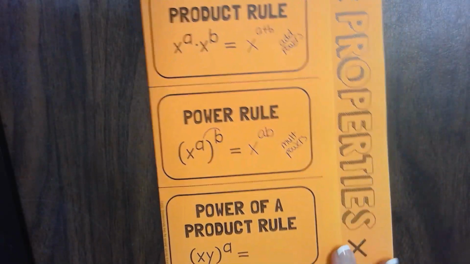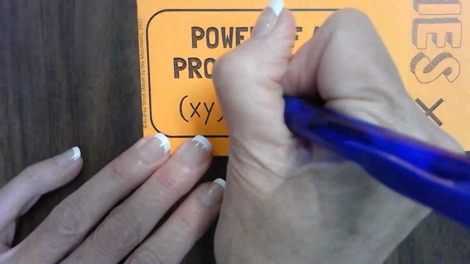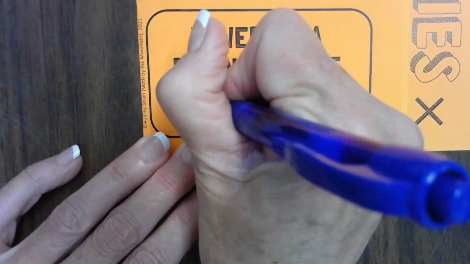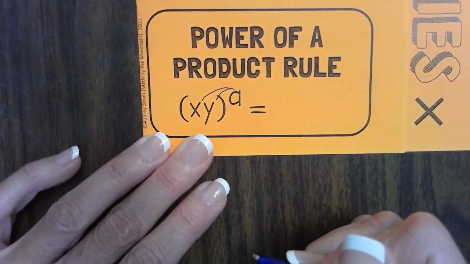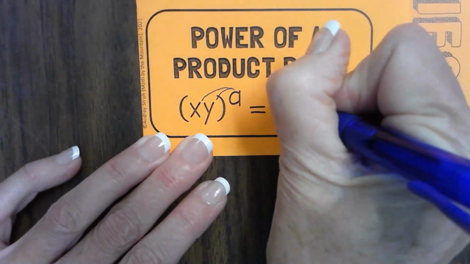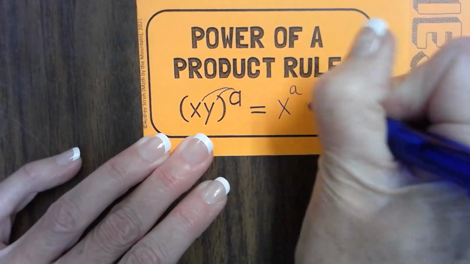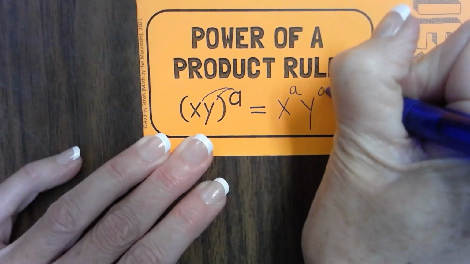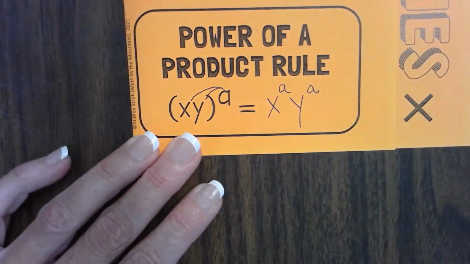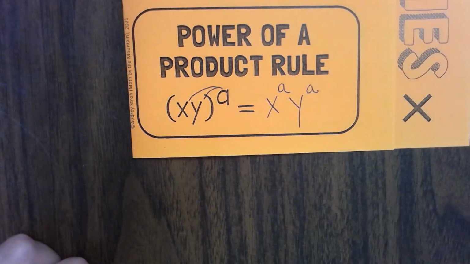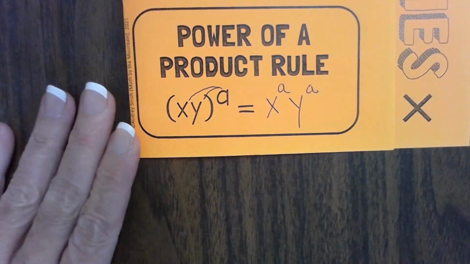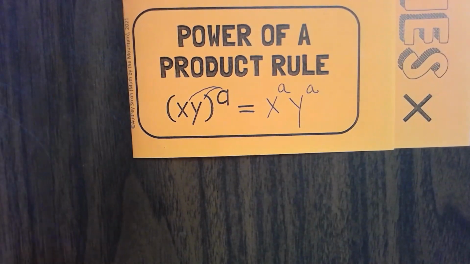And then we've got power of a product. And that's where we actually distribute to everything in the parentheses, and we're still multiplying. So x would be raised to the a power, and y would be raised to the a power there. And we've done all of these. Okay?